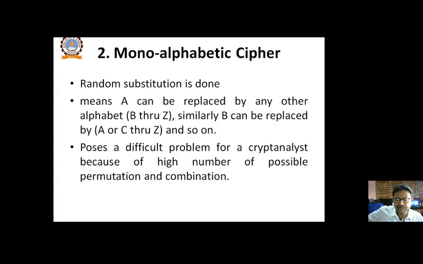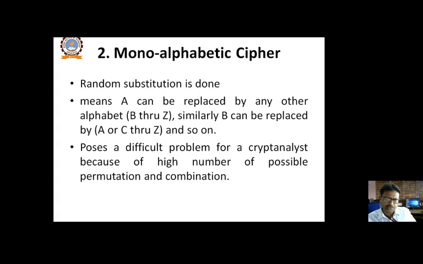And the name given is mono-alphabetic cipher. So what does it actually mean? A can be replaced by any alphabet from B up to Z. Similarly, B can be replaced by any character from A or C up to Z. So there is no fixed formula that if A is replaced by 10 characters down the line, B will also be replaced by 10 characters down the line.